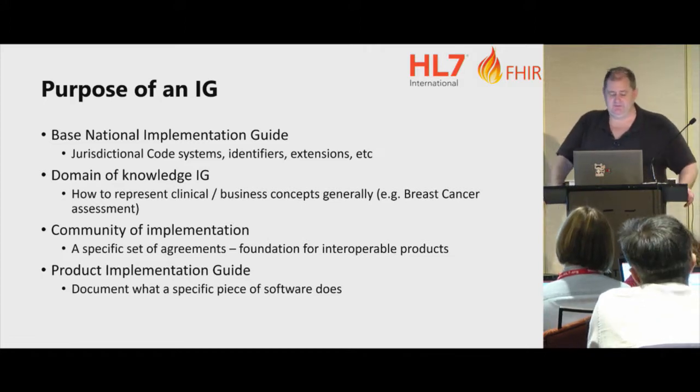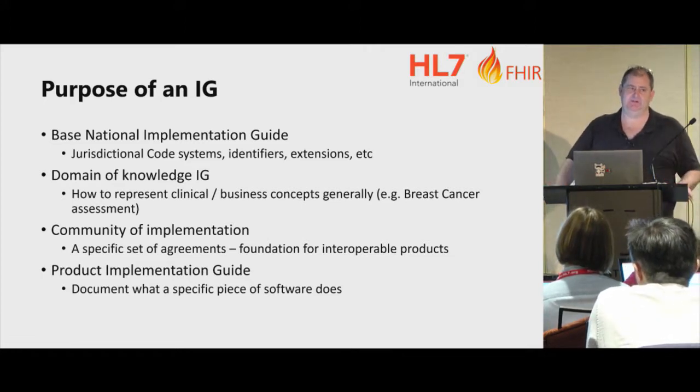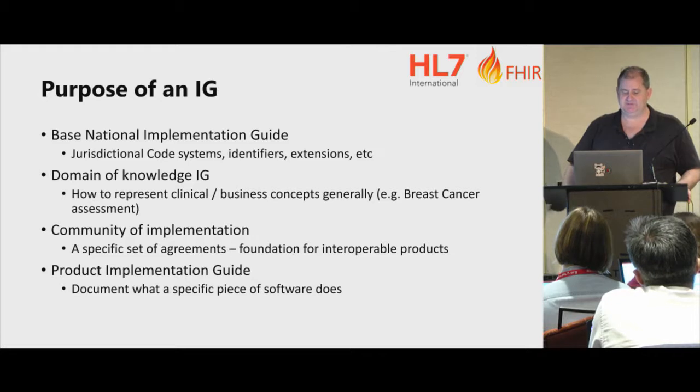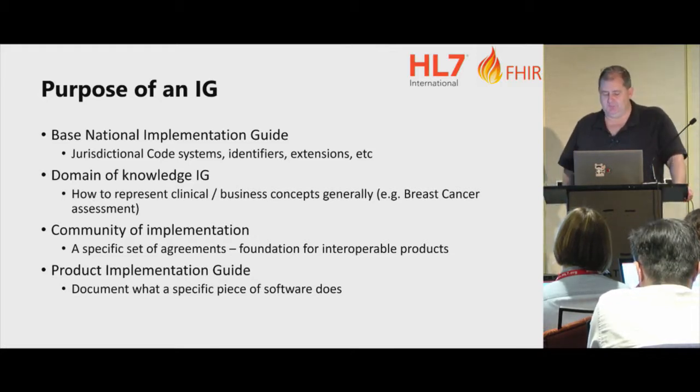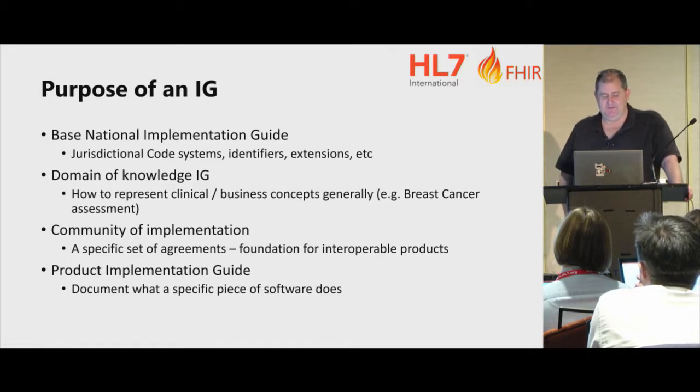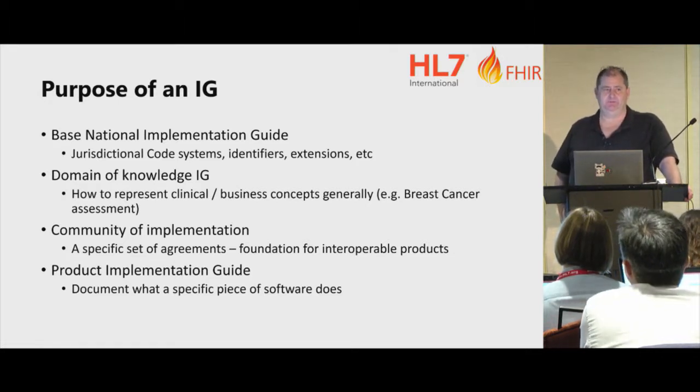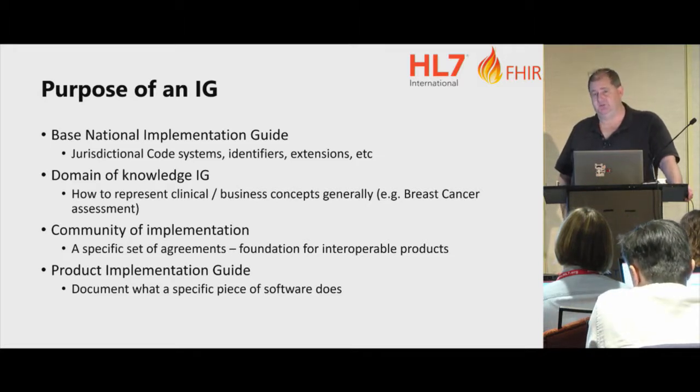Then we have a community of implementation, which is agreed on a particular exchange of some kind or other that they're going to do as a group, and it's a specific set of agreements that create a foundation for interoperable products to some degree. So US Core is also a community of implementation guide. It's serving a dual purpose, and that's actually a problem. And at some stage, it's going to have to split.